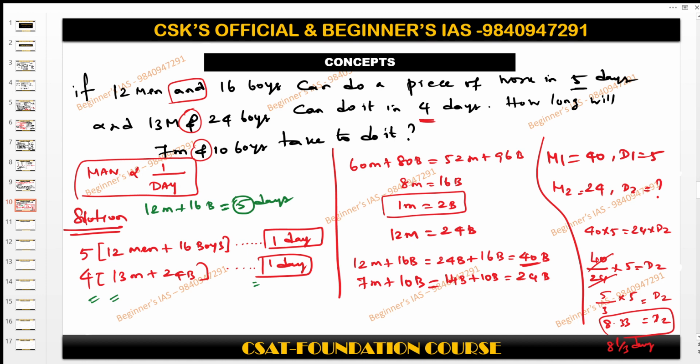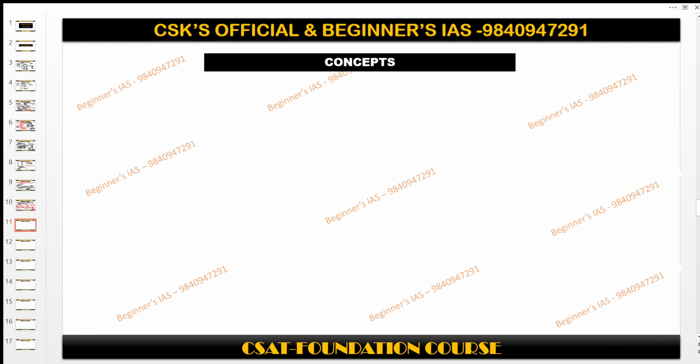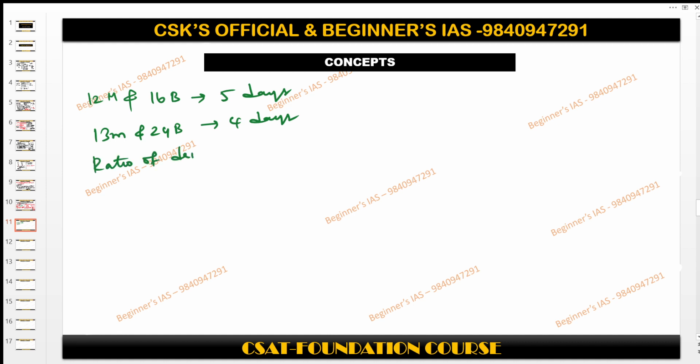Now here I'll give you another question. You people listen. This question I'm giving you on the basis of a ratio and a proportion. Same 12 men and 16 boys can do a piece of work in 5 days. 13 men and 24 boys can do the piece of work in 4 days. The question here is: find the ratio of daily work done by a man to that of a boy. That's it.